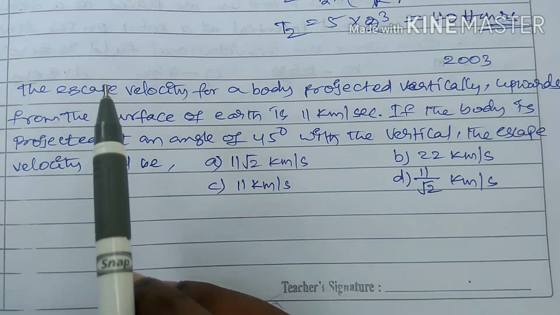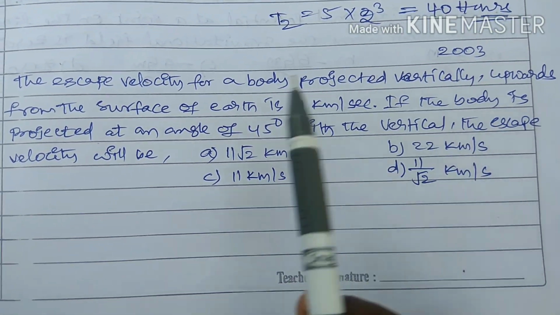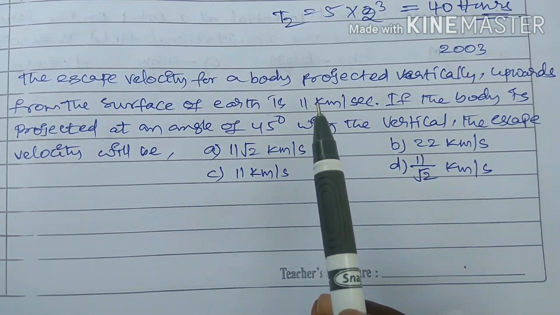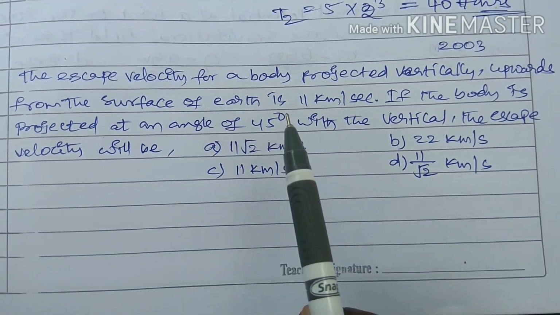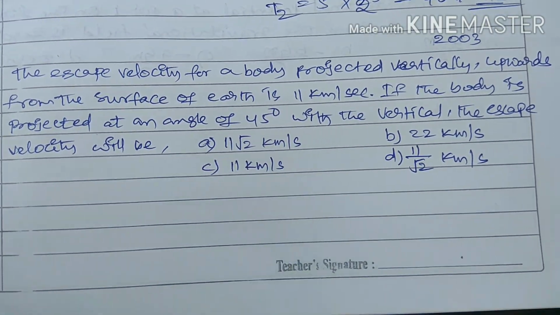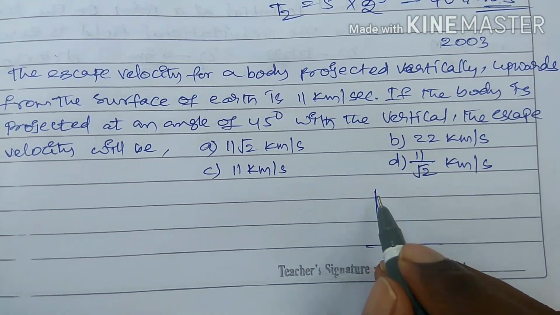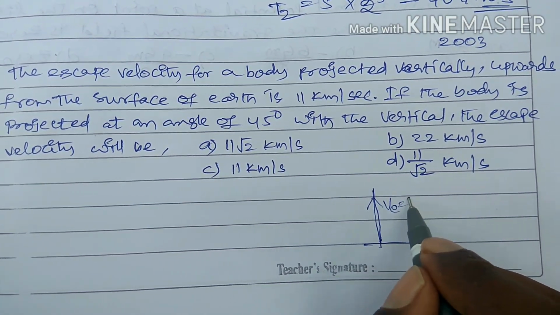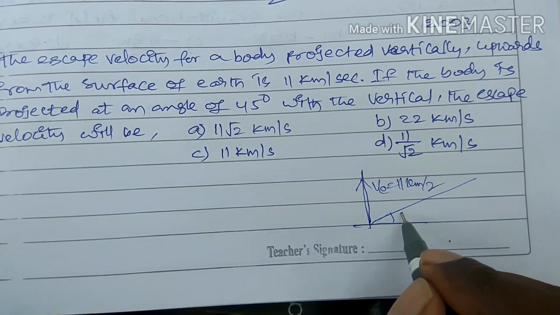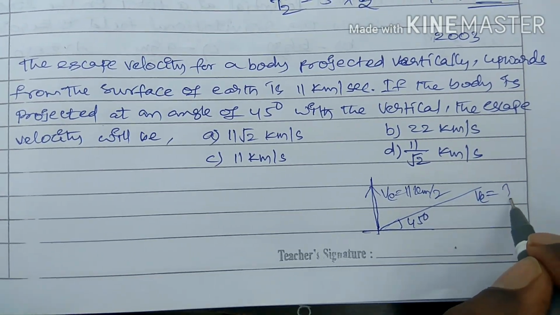Coming to the next question: the escape velocity for a body projected vertically upwards from the surface of the Earth is 11 km per second. If the body is projected at an angle of 45 degrees with the vertical, what will the escape velocity be? If the body is projected in the vertical direction, the escape velocity VE is equal to 11 km per second. If it is projected at theta equal to 45 degrees, what is the escape velocity of that body?